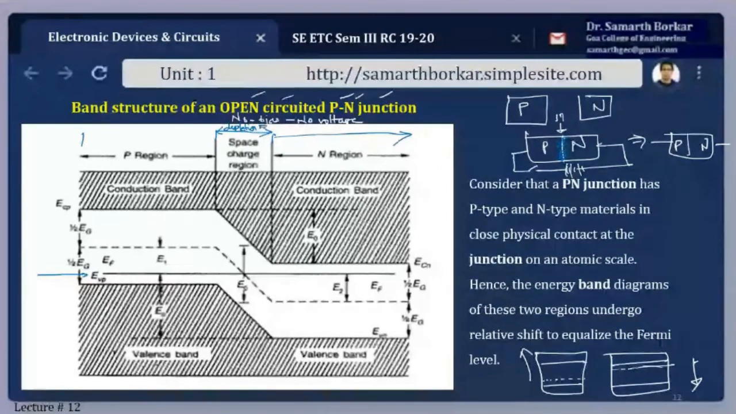Okay. Now, when I combine the two, their Fermi levels have to be, see here. Consider that PN junction as p-type, n-type material in physical contact at a junction on atomic scale. Hence, the energy band diagram of these two regions undergo a relative shift to equalize the Fermi level. To equalize, this is the most important. To equalize the Fermi level. That means the distribution will be even now. The holes and electron concentration will be on par.